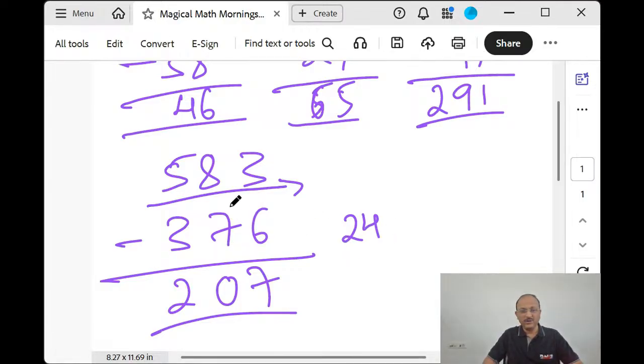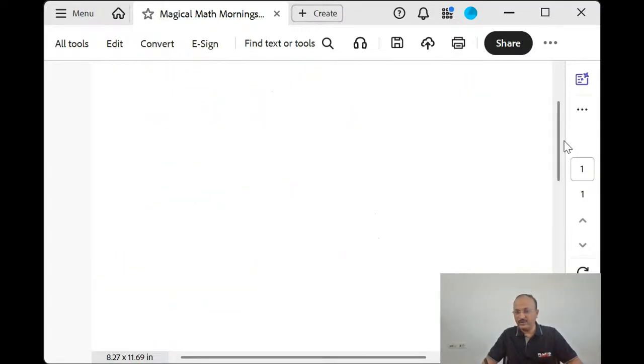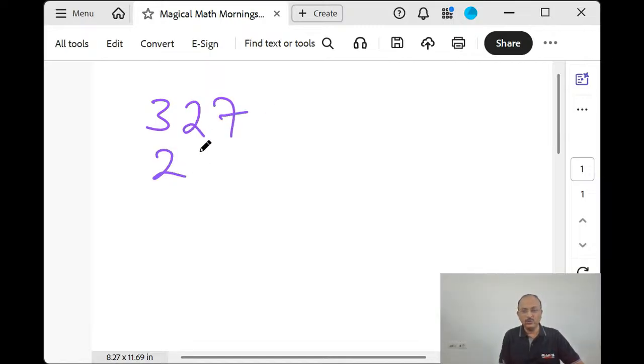Correct? Then what we do? Here above 400 we have 183. 183 plus 24 is 207. Okay, just for a quick recap, you can use the combination of these two methods, what we taught yesterday and today. Suppose there are bigger numbers like 327 and 286. The variation of this technique is much more easier.